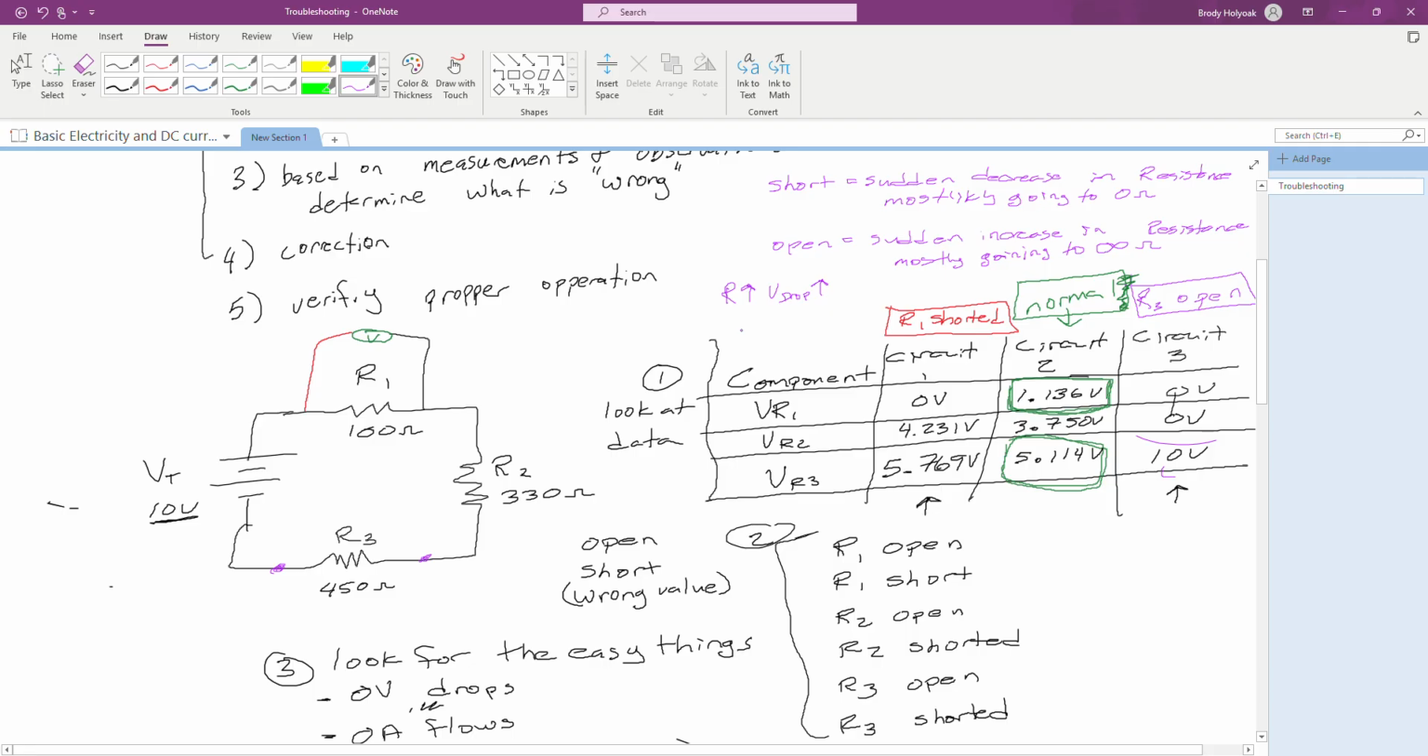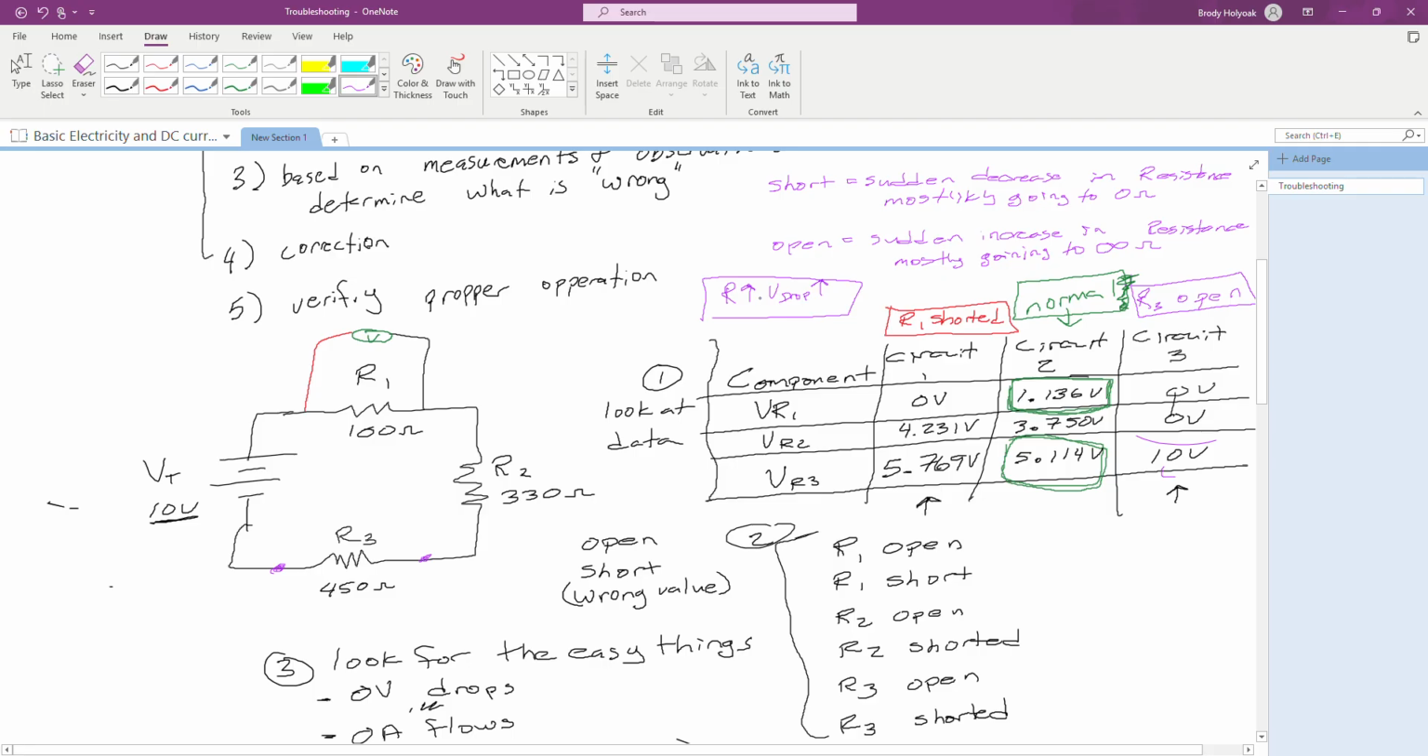So in this process, we saw what a short does, we saw what an open does, and we saw the actual definitions of these. A sudden decrease in resistance going to 0, a sudden increase going to near infinity. 10 meg compared to 330 is basically an infinite resistance. It's so much bigger, it's going to appear as an open. We also learned how to verify using Ohm's law, okay?